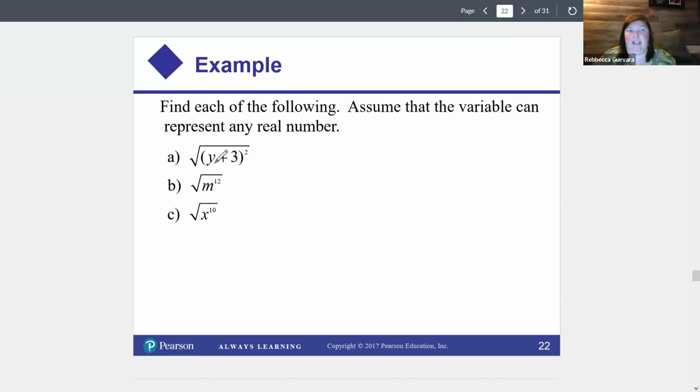So in this case, we have the square root of y plus 3 squared. So we get the absolute value of y plus 3. And it's going to stay that.